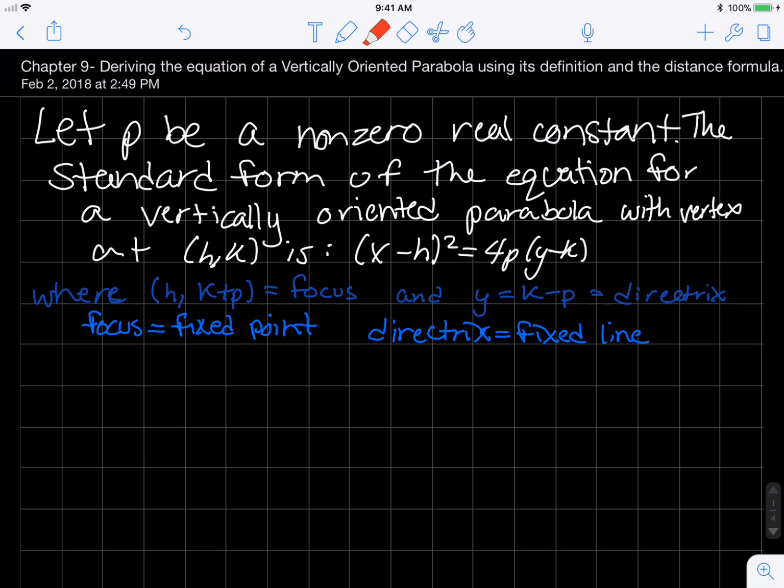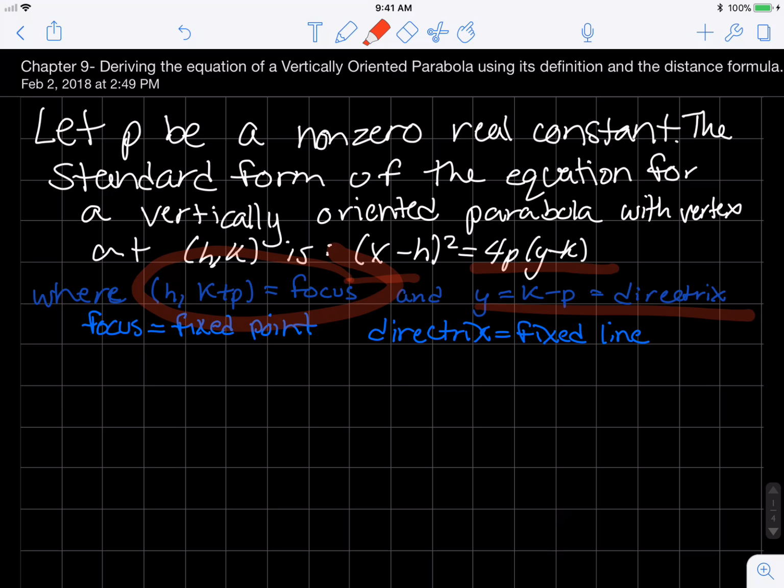So today we're going to learn how to derive the equation of a vertically oriented parabola using its definition and the distance formula. So let p be a non-zero real constant. The standard form of the equation for the vertically oriented parabola with the vertex at (h, k) is (x − h)² = 4p(y − k), where (h, k + p) is the focus, and y = k − p is the directrix.